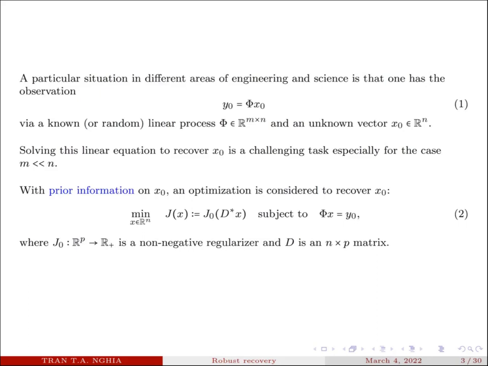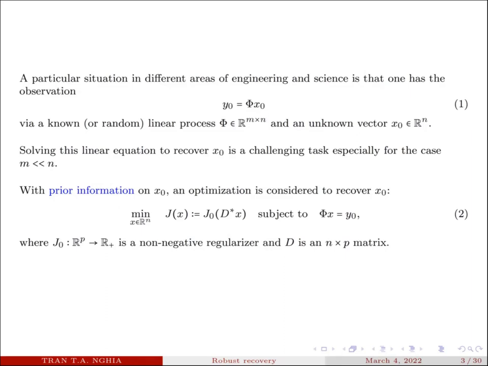So in many different areas of engineering and science, people just want to solve a linear equation, right? Suppose they try to recover a signal X naught, but they make a lot of observations Y naught. Through a known linear process Phi, we can have Y naught, but we do not have X naught. Basically, all we have to do is solve this linear equation to get back the original signal X naught.